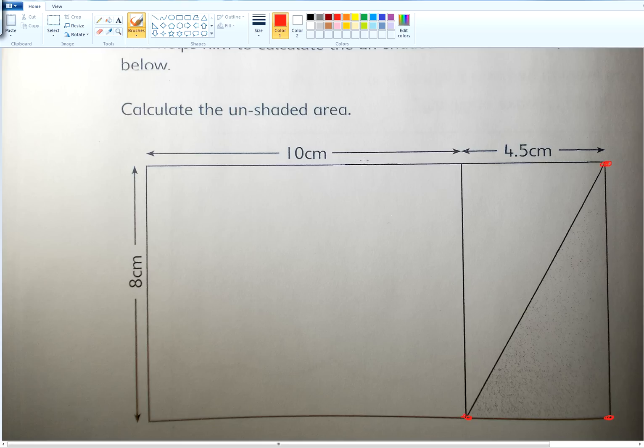So this part here, I'll put a circle in the corners. This first part is the area of a rectangle. Area is equal to length times width, it's not a square. Here's my length, and here's my width. 10 times 8 is equal to? 80. So the first part is 80 centimeters squared.